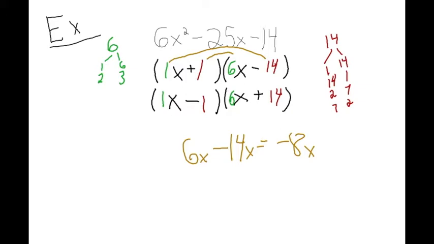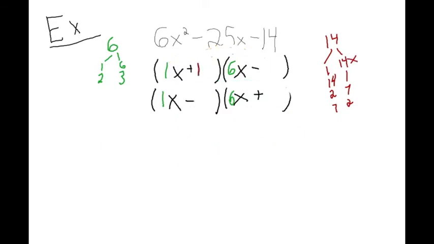So let's test the bottom. With the bottom, we're going to have 1x times 14 and negative 1 times 6x. So negative 1 times 6x is going to give us a negative 6x, and then it's going to be plus 14x. It's pretty much just the reverse of this. So that's going to be a positive 8x. So now, let's try a different combination.